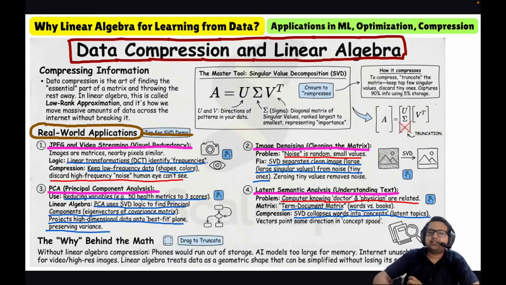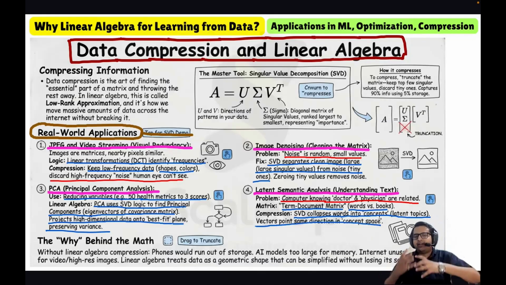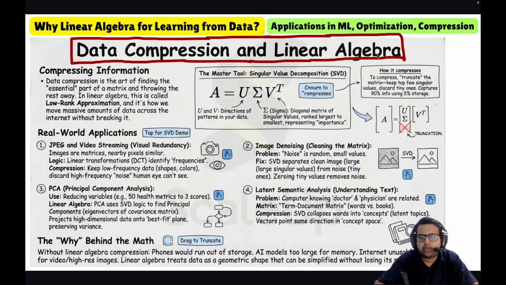So the idea is we start with a term document matrix and we perform the singular value decomposition of that matrix, wherein we collapse the words into concepts, the latent topics, where vectors will point in the same direction in this concept space. Now let us look at the why behind the math.